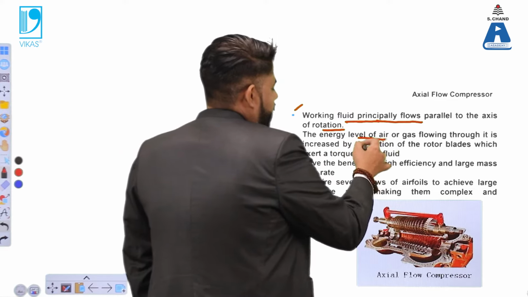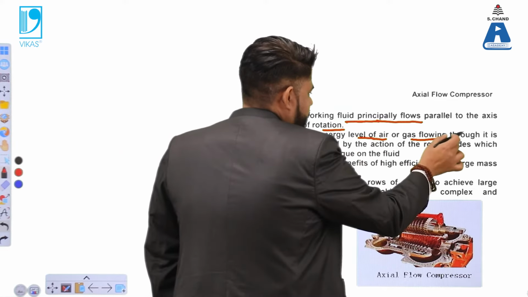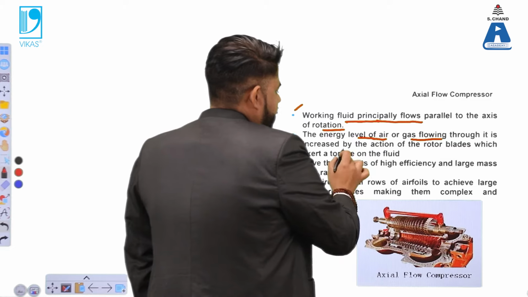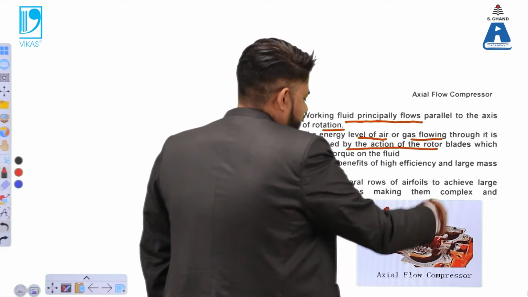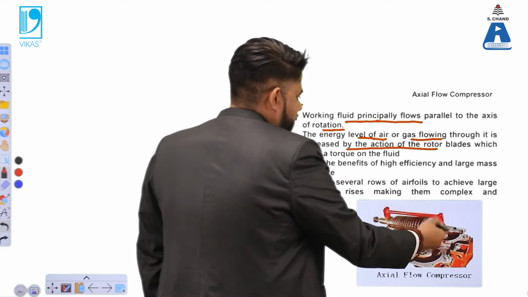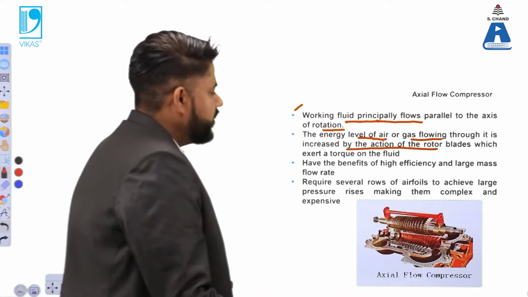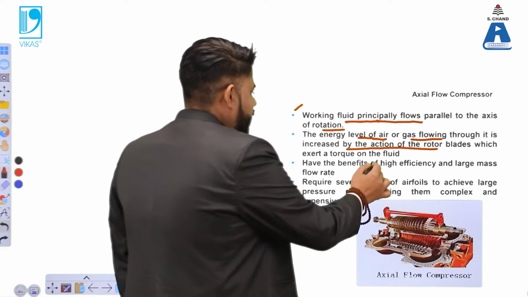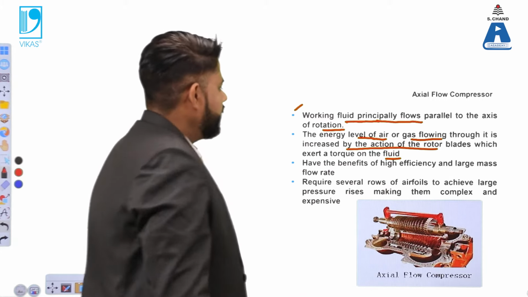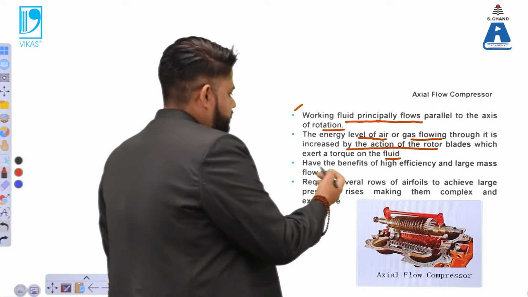And if I talk about energy levels of the air or the gas flowing, that energy level can be increased by the action of the rotor blades. So there are rotor blades which are continuously moving inside, and they exert torque on the fluid. Because of that, the energy levels are increased.